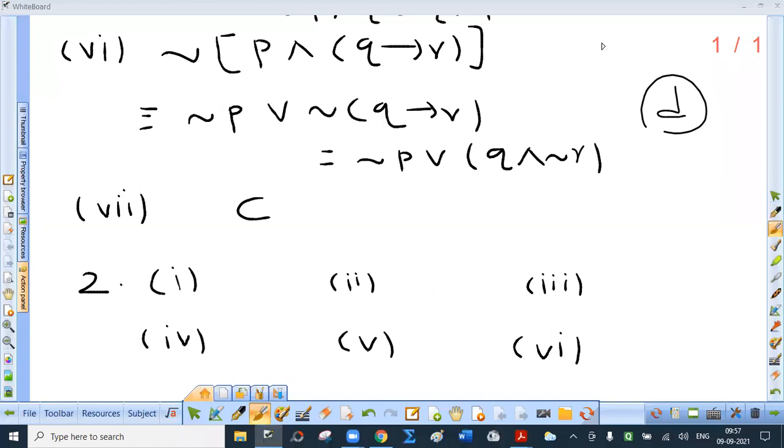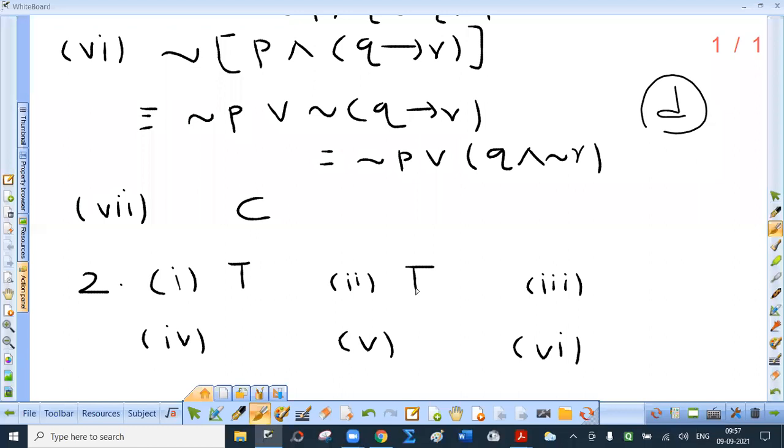Second question, which of the following sentences are statements in logic? Justify. Write down the truth value of the statement. First one, 4 factorial is 24. Now it is a statement which is true. 4 factorial is 1 into 2 into 3 into 4, 24. I will just write T. In exam, you have to say that it is a statement which is true, hence its truth value is T. Second, pi is an irrational number. Yes, it is a statement which is true. So truth value is T.